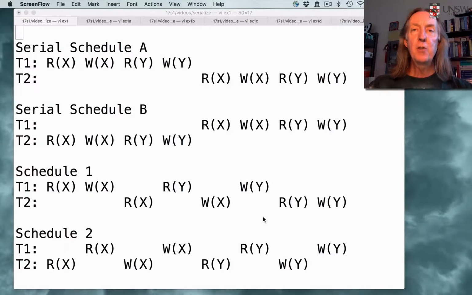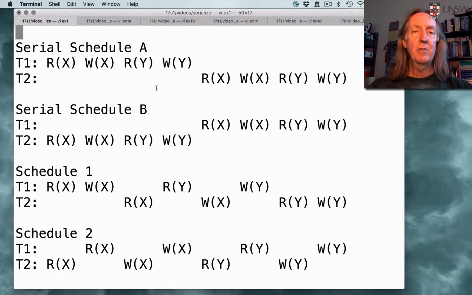Okay, in this video we're going to consider the problem of determining whether a given schedule is view serializable. You should have seen the discussion of view serializability in the notes, but we're running through that anyway. So here's the example we've got.